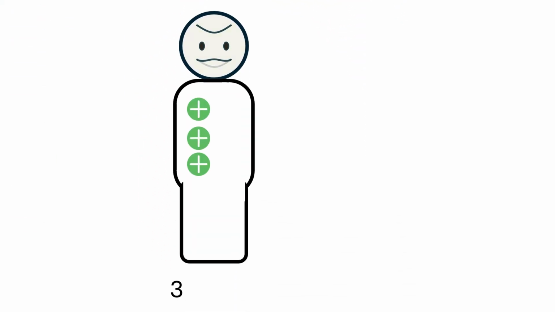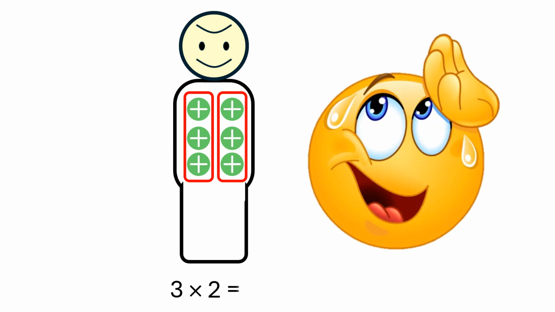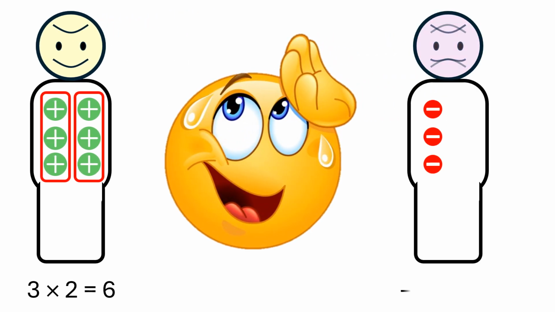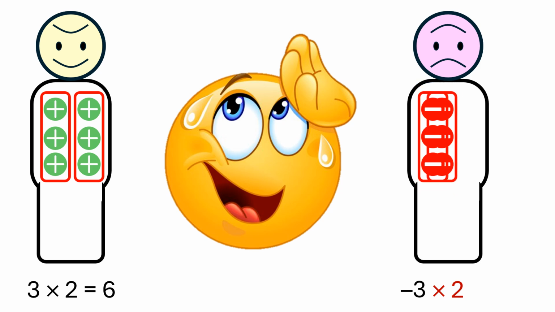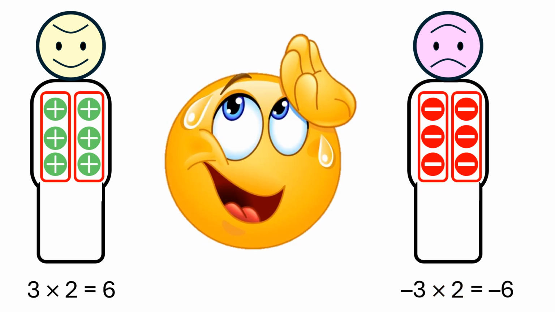Let's begin multiplication. What is 3 times 2? You already know. It's 6. What about negative 3 times 2? This isn't difficult. It's negative 6.